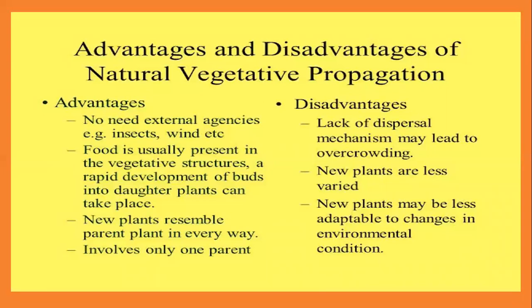Now, let us compare the advantages and disadvantages of natural vegetative propagation. Advantages include no need of external agencies like insects, wind, etc. Food is usually present in the vegetative structures. A rapid development of buds into daughter plants can also take place. The new plants produced resemble the parent plant in every way. It involves only one parent.